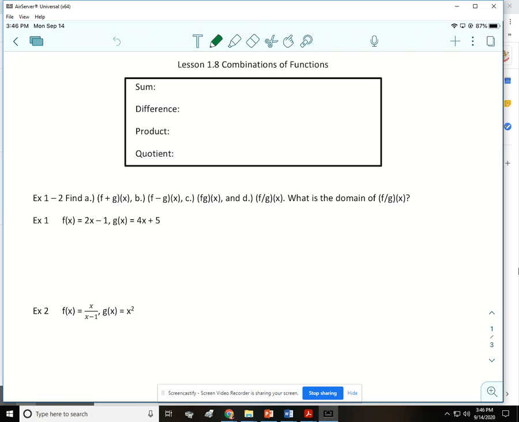But the sum of two functions is adding them together. There's two ways that you'll see that written. So it could be in parentheses and then f plus g of x. All that means is take f of x and add g of x to it. All right, difference, same thing, but with subtraction.